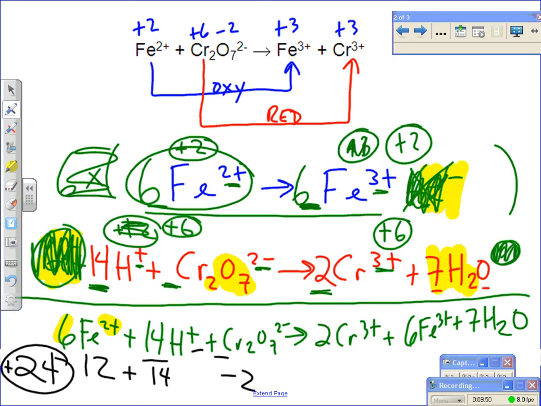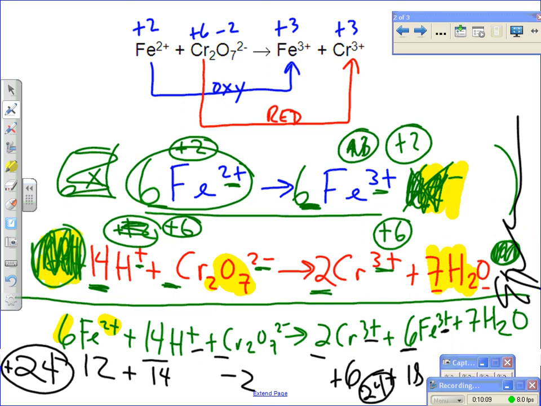Then I go over to the right-hand side. 2 times a positive 3 is positive 6. 6 times a positive 3 is positive 18. That means I have 24 on this side, 24 on this side. Therefore, I know I can, with confidence, sign my name and be proud that I balanced the redox correctly.